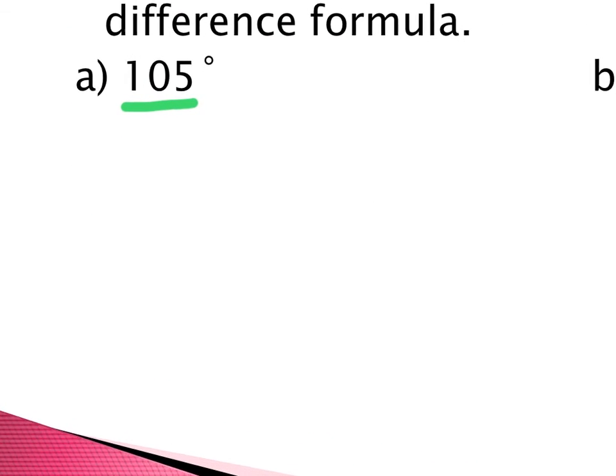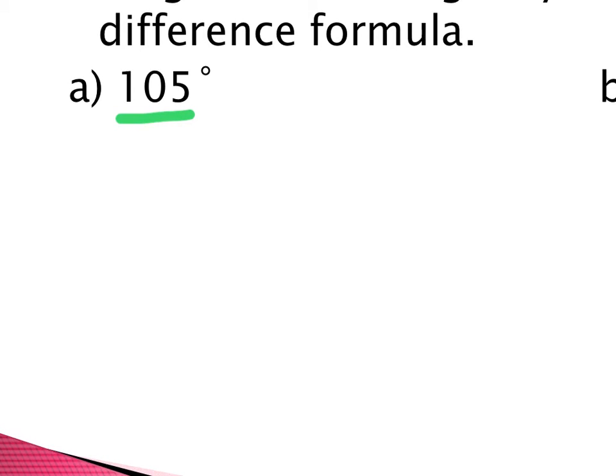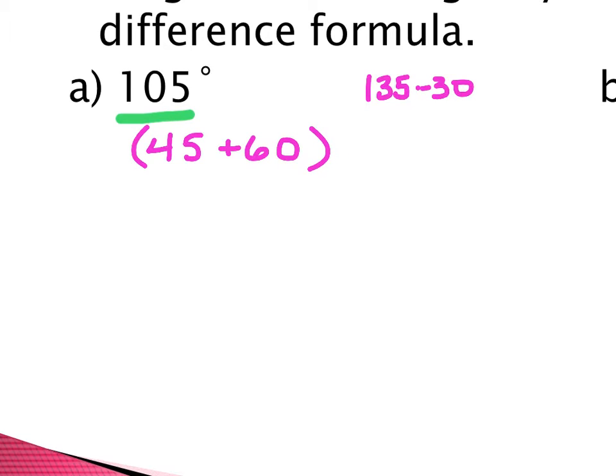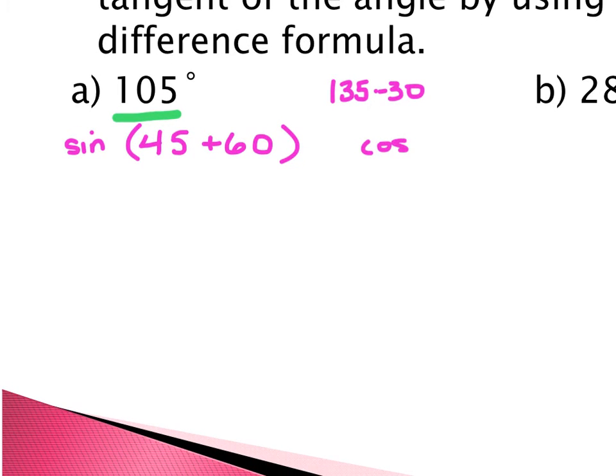So if I look at 105, first of all, because it ends in a 5, I know I'm going to have to involve some sort of a 45-degree angle. So if I were to take away 45 degrees from 105, I'd be left with 60, which tells you that 45 plus 60 would sum to 105. You can also do 135 minus 30 because that would be a difference. That would give you 105. But let's stick to 45 plus 60. Now what it wants you to do is find the sine of this, find the cosine of this, and find the tangent of this.